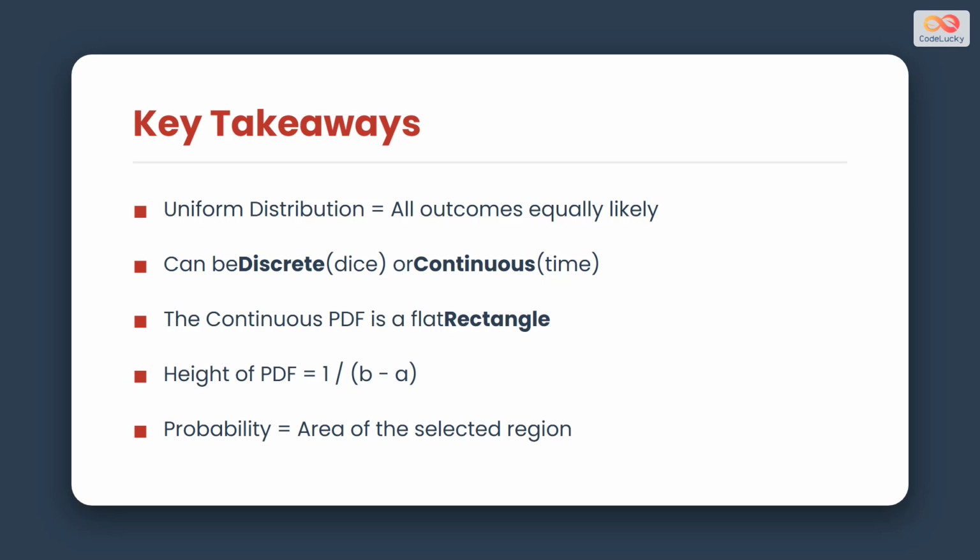Let's recap what we have learned. The uniform distribution represents a scenario where all outcomes are equally likely. It can be discrete, like dice, or continuous, like time. The continuous version looks like a rectangle. Its height is determined by the length of the interval, ensuring the total area is always 1. And finally, probability is simply calculated as the area of a specific section.